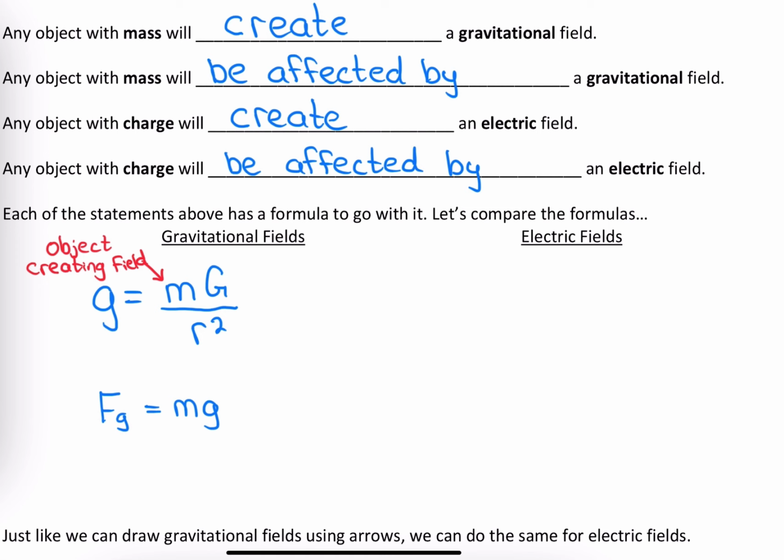So the m in this formula is different from the m in this formula. This first m was the mass creating the gravitational field. This second m down here is a mass that's being affected by a gravitational field that already exists.